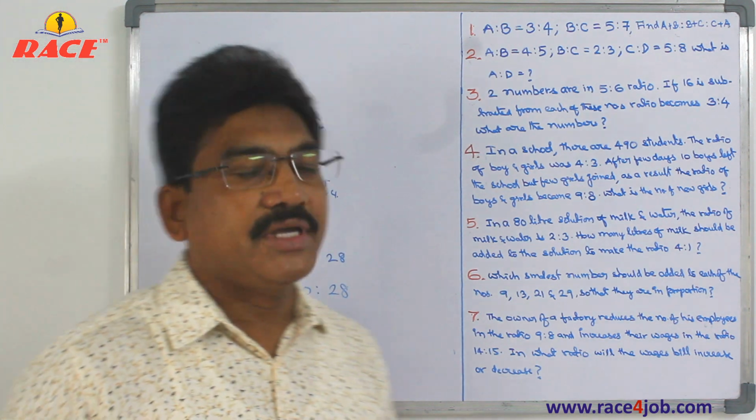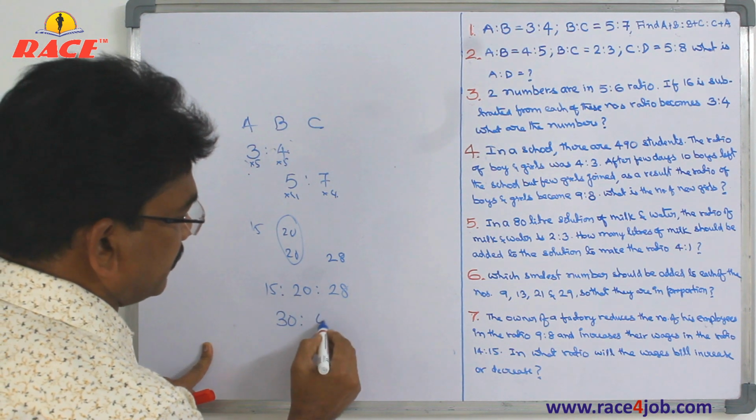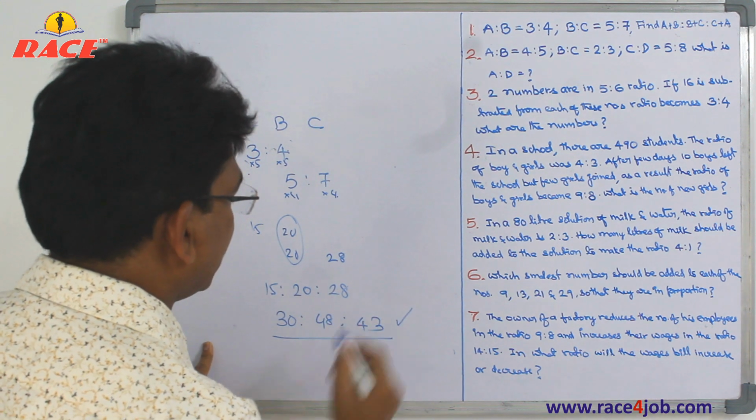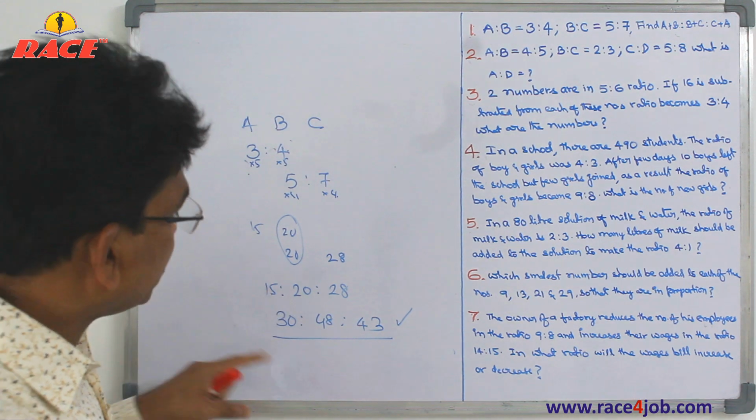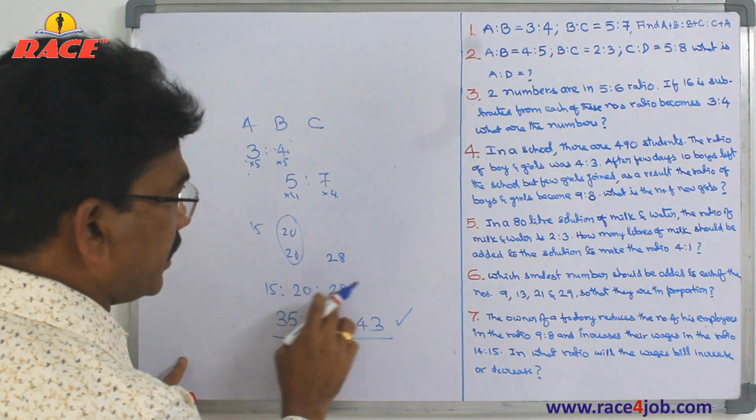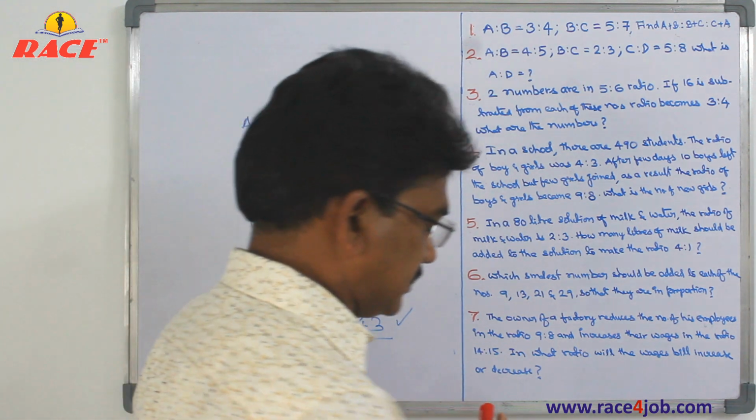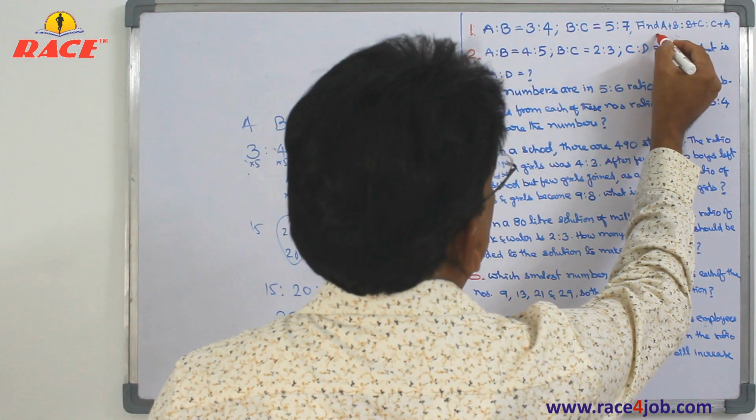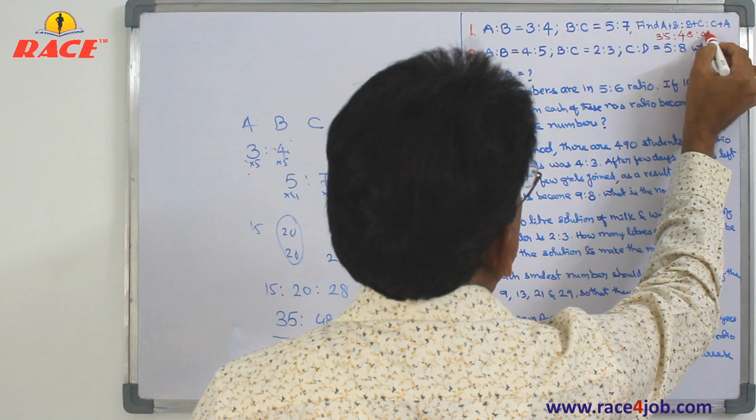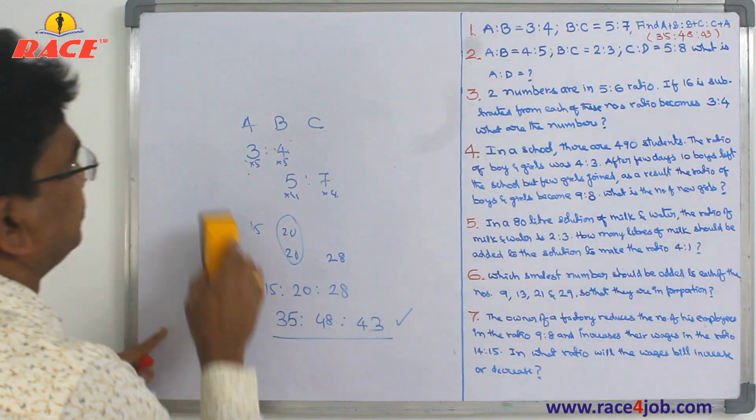And the question is what is A plus B is to B plus C is to C plus A. A plus B means add: A plus B is 35. Next, B plus C, 20 plus 28, 48. C plus A, 15 plus 28 is 43. So 35 is to 48 is to 43 is our answer. Fine? Okay.